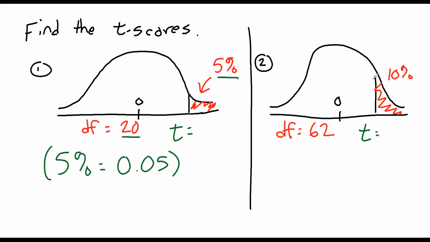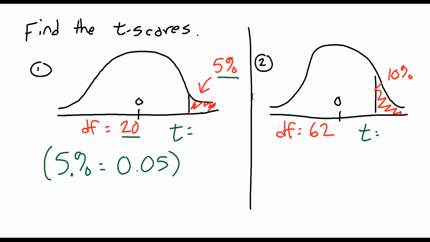Remember, to turn a percent to a decimal, locate the pre-existing decimal point in the percent, move it 2 places to the left, and if you need to, use some extra zeros. All right, so let's go find it. 5% in the right tail, 20 degrees of freedom.